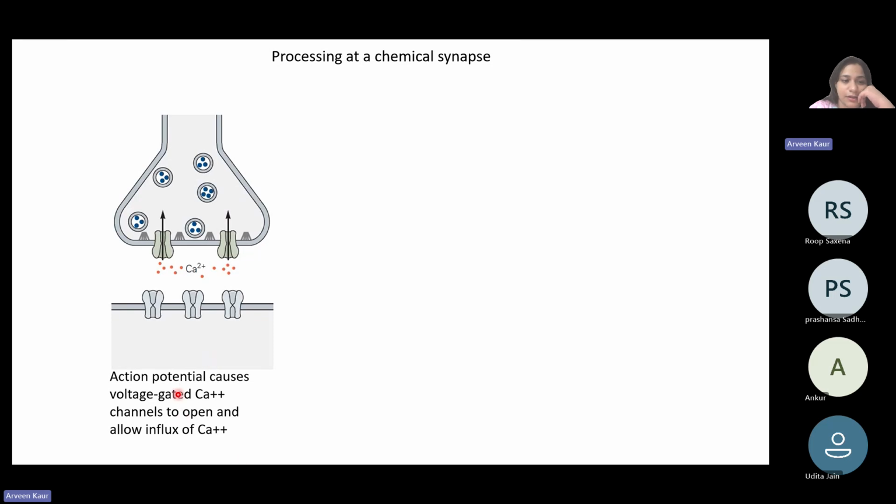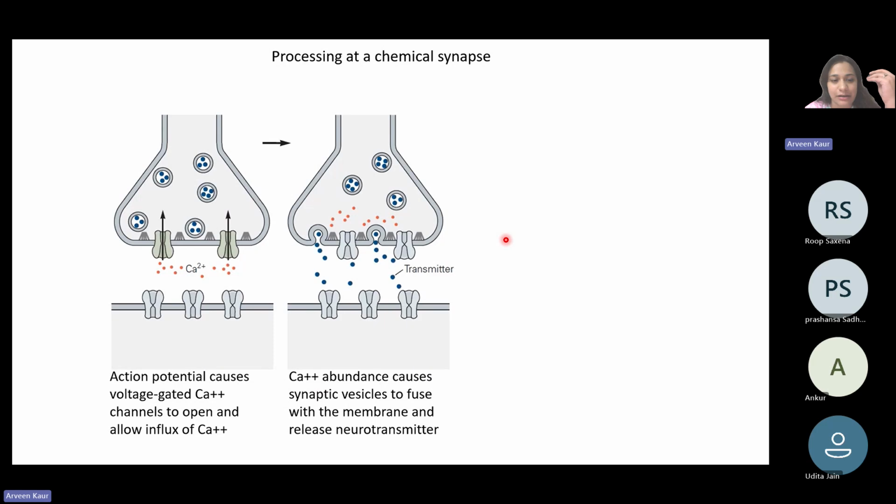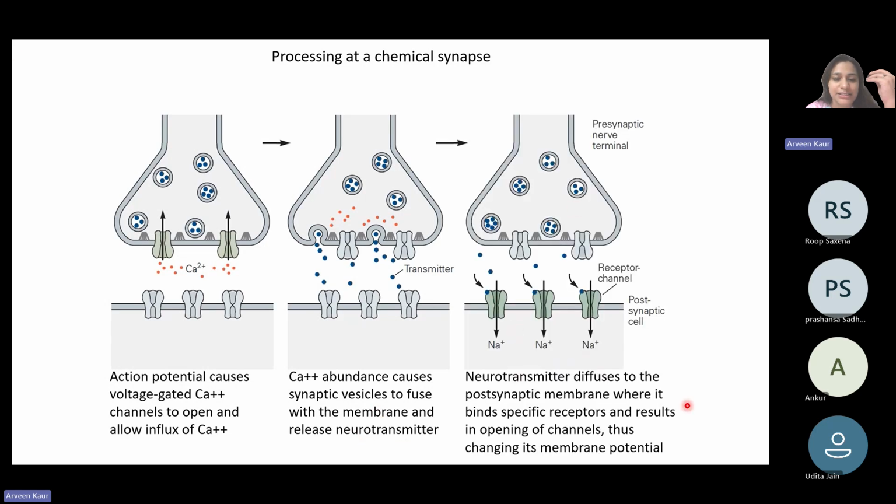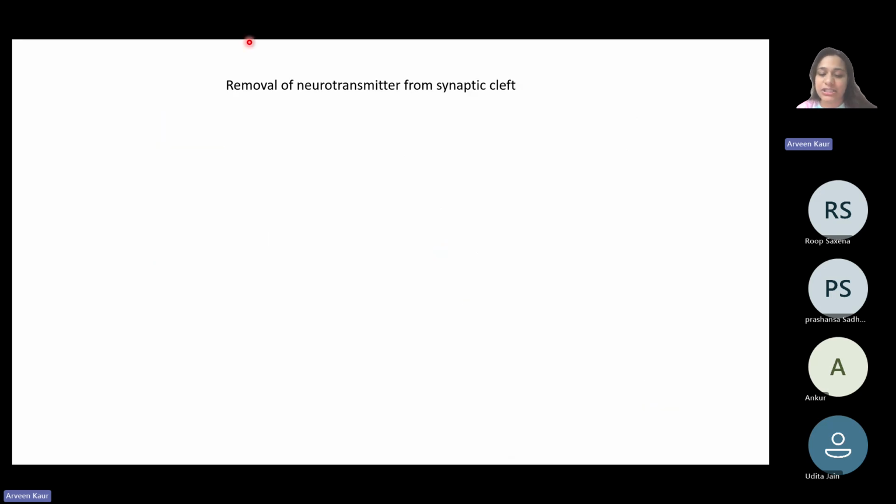Then the action potential causes voltage-gated calcium channels to open and allow influx of calcium. When the action potential is transmitted and comes to the end of this synaptic end bulb, it opens calcium-gated channels, and there is a flow of calcium. Due to this, the abundance of calcium inside causes synaptic vesicles to fuse with the membrane and release a neurotransmitter, right? The neurotransmitter then diffuses to the postsynaptic membrane, where it binds specific receptors and results in opening of channels, thus changing its membrane potential, right?